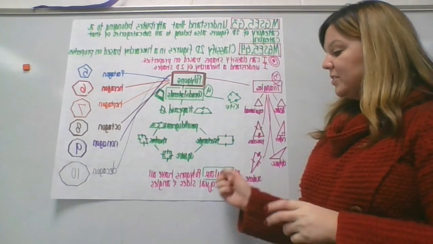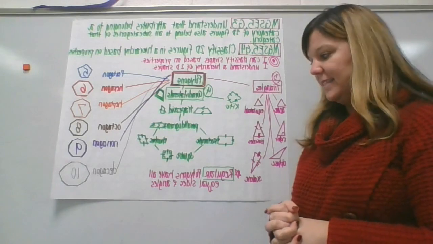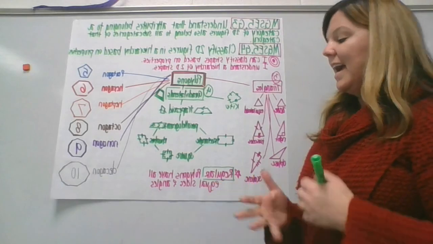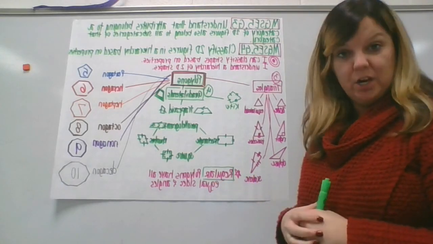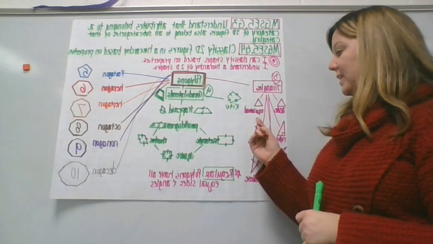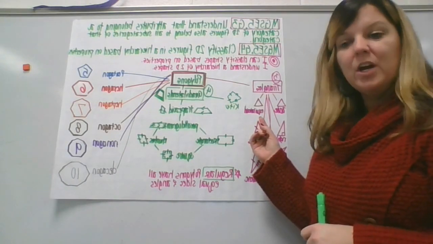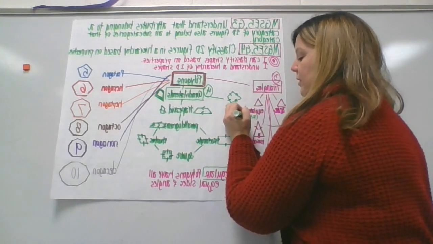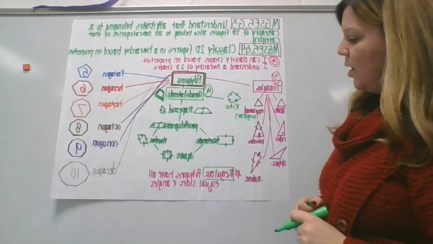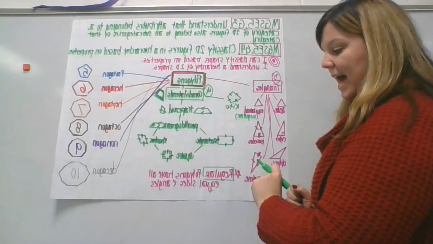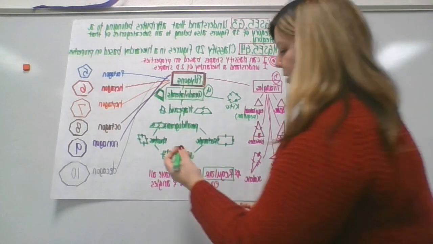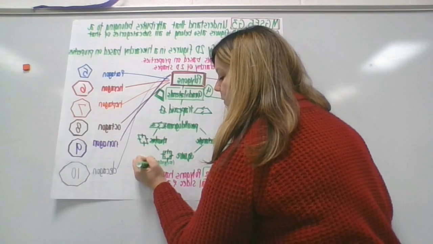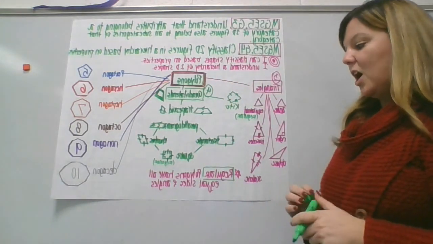And we're also going to learn that regular polygons have all equal sides. So if I was looking at my chart and I wanted to find all of the regular polygons, I would know that an equilateral triangle is a regular polygon because all of the sides are equal. And I would know that a square is a regular shape because all of the sides and angles are equal.